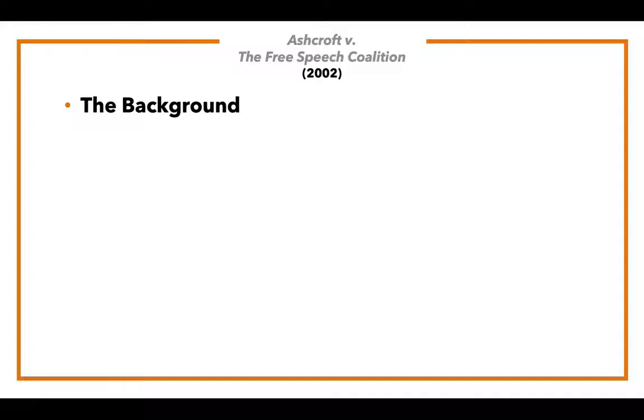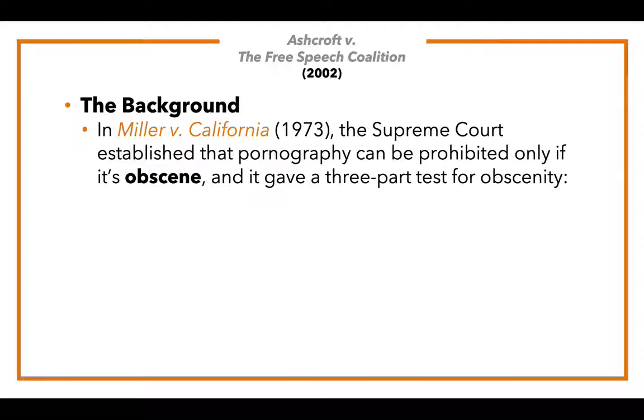All right, so to start, we want to look at a little bit of the background. This case is interesting because it sort of avoids some of the problems caused by some other kinds of material. The first case we want to look at is Miller versus California from 1973. In that case, the U.S. Supreme Court established that pornography can be prohibited only if it's obscene. And it gave a three-part test to see what counts as obscene.